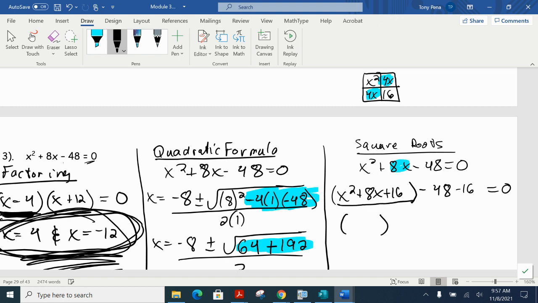Then this is x squared plus 8x plus 16. Notice we had an x and a 4. That's where these would have come from. This was an x and a 4. So I have x plus 4, two times. Negative 48 minus 16 is a negative 64. And then that equals 0.